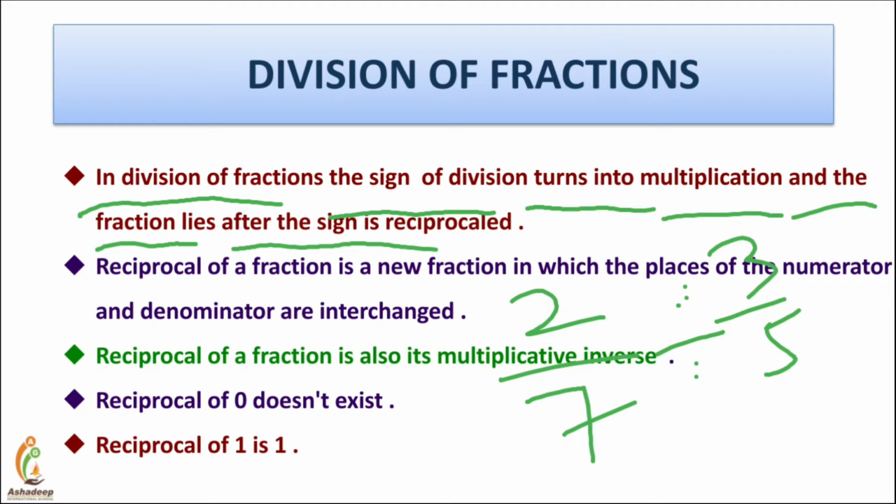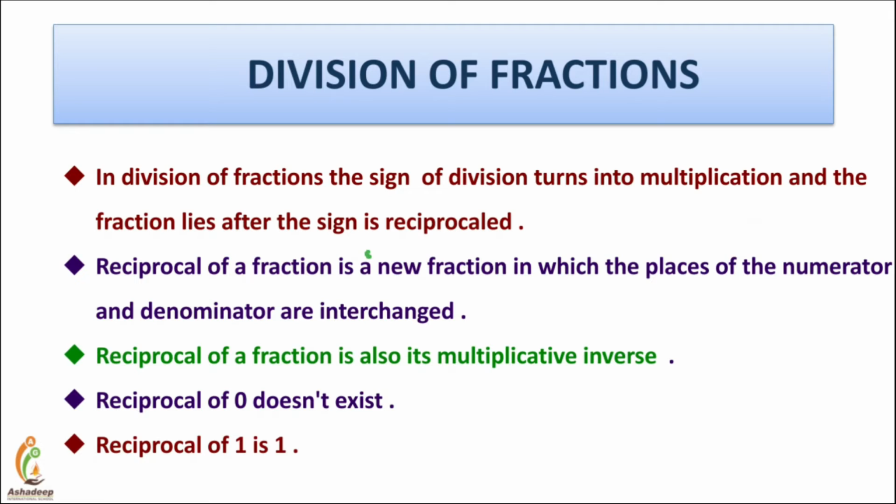Here are two fractions and we have to divide. So, the first step will be that the sign of this division turns into multiplication. So, in the next step, we will write 2 upon 7. Instead of division, we will write multiplication. Then, the fraction that lies after the sign.